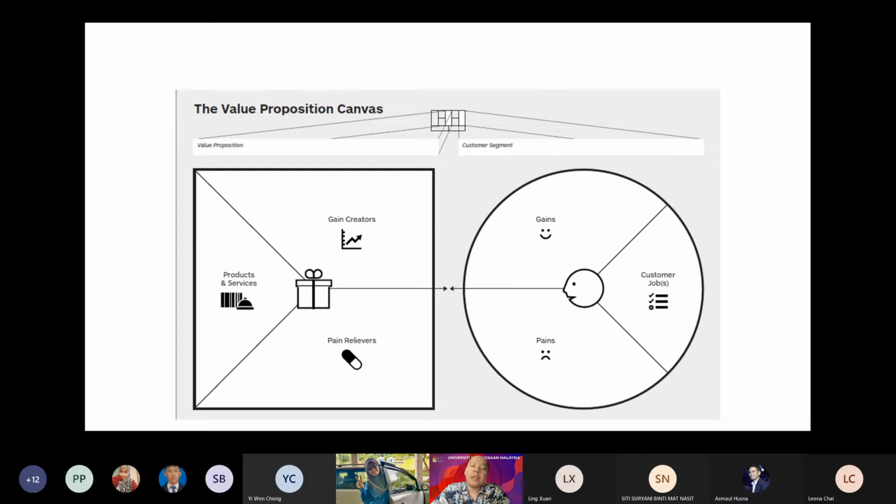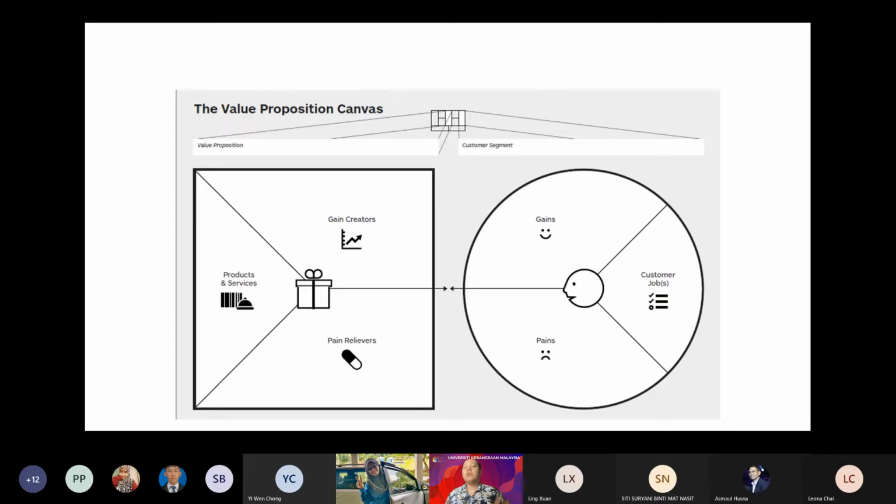So where do they get this value proposition canvas? Actually this is where they got it from, the business model canvas. Tomorrow I will talk about the business model canvas. So this value proposition canvas is designed based on the business model canvas. They just focus on two important things, which are the value proposition and the customer segment.